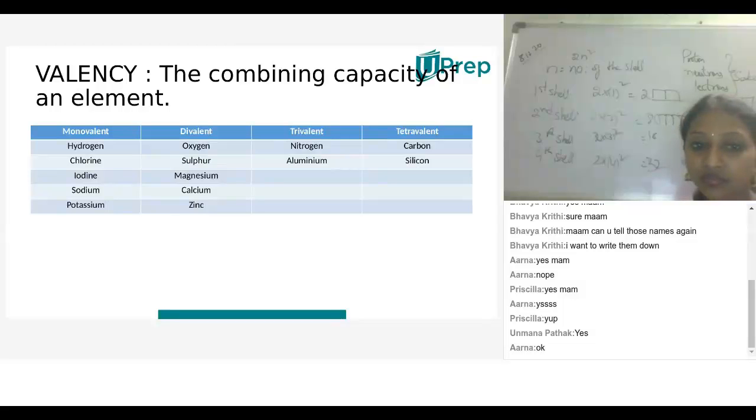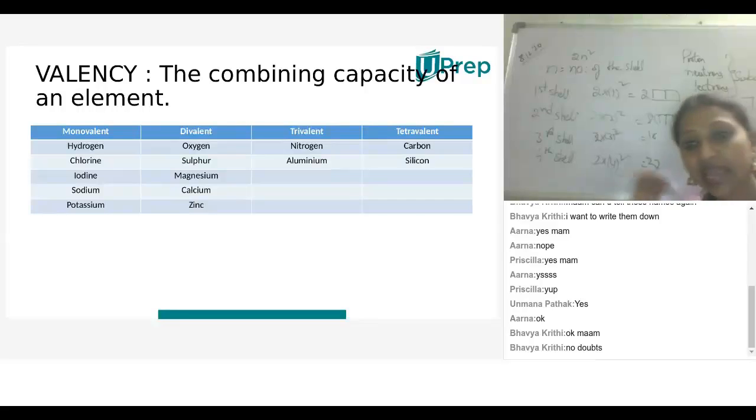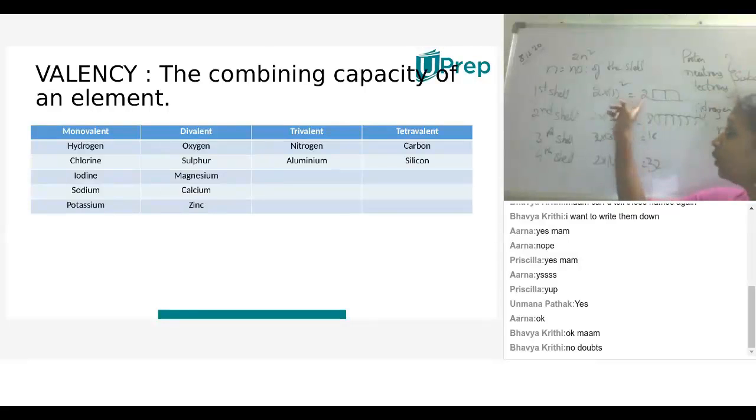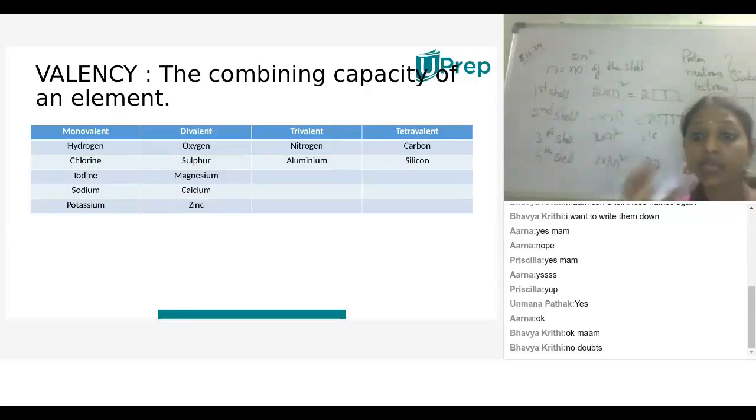Any doubts? So according to the 2n square formula, 2, 8, 18, 32. But there are some drawbacks which were corrected by the same scientist, and he has given another electronic configuration based on the drawback. So it's not a bigger drawback. The third shell can accommodate 18 electrons, but it cannot bear all the 18 electrons. If all 18 electrons occupy their places, the shell feels stressed, pressurized, so it can't bear.